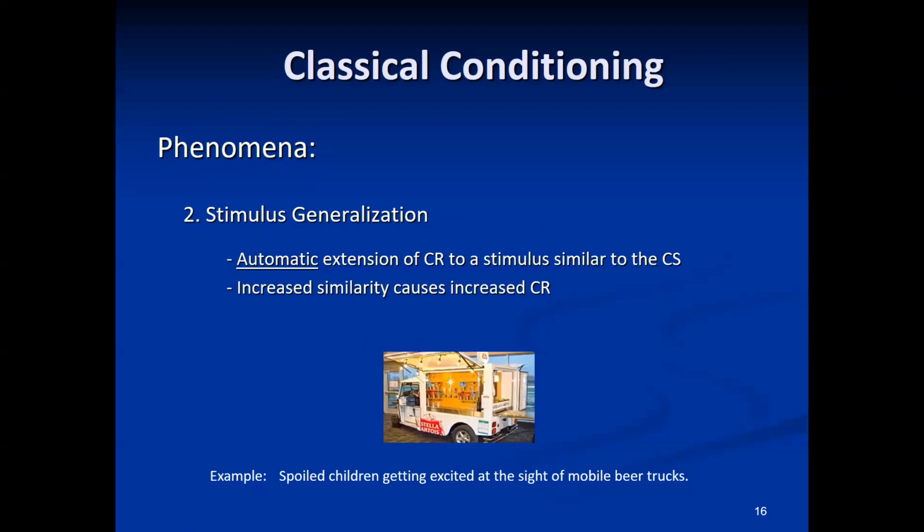Stimulus generalization is the automatic extension of a conditioned response to a stimulus that is similar to the conditioned stimulus. The nervous system automatically responds to similar things in similar ways. The more similar the things are to one another, the more similarly the nervous system will respond to them. For example, a spoiled child would get excited at the sight of a mobile beer truck because a mobile beer truck looks similar to an ice cream truck.